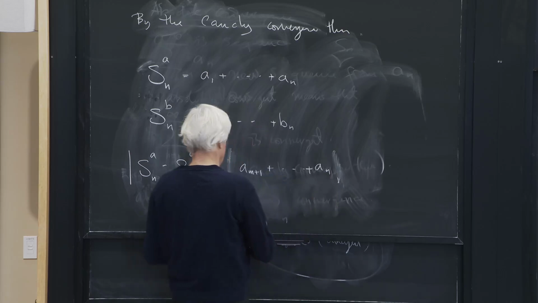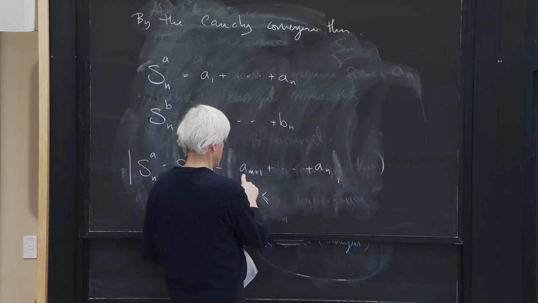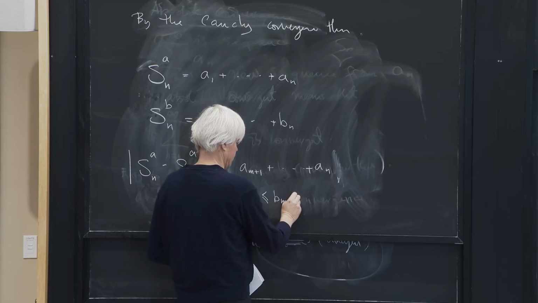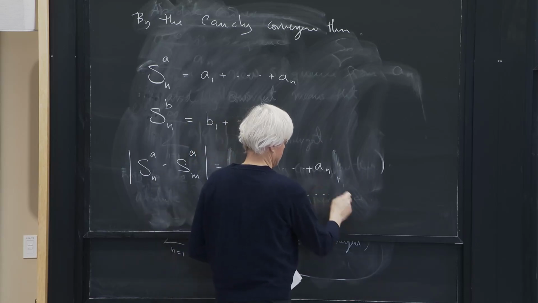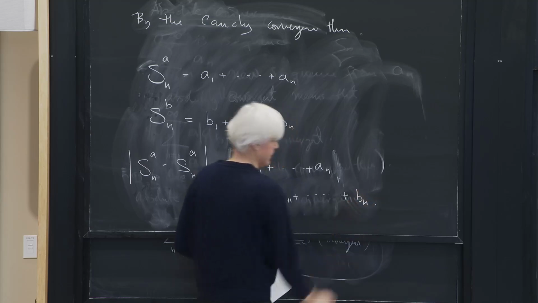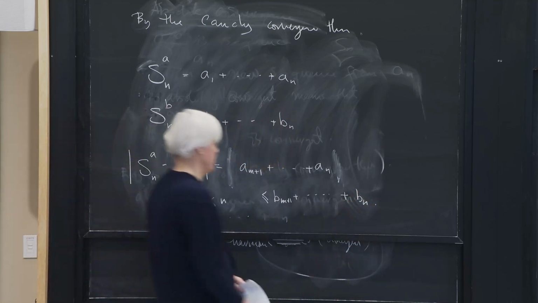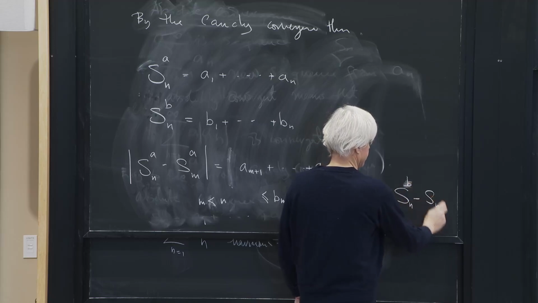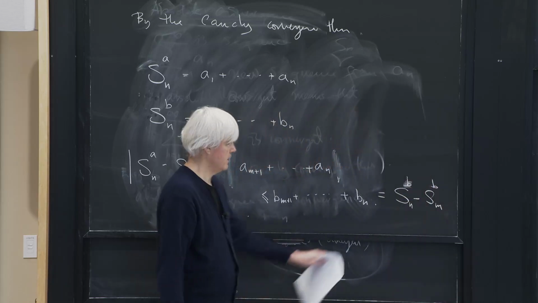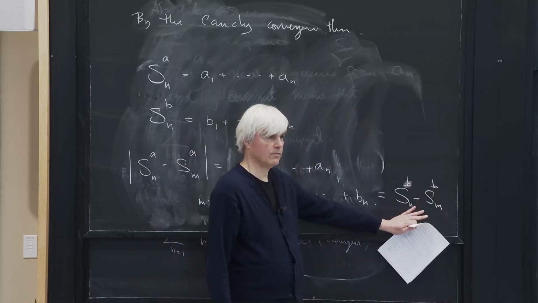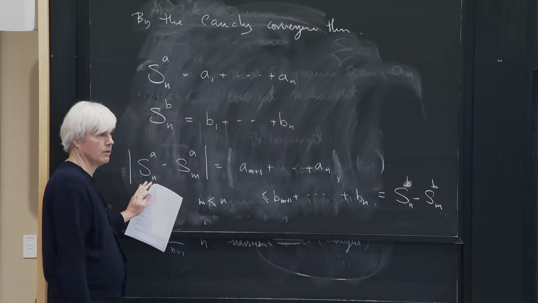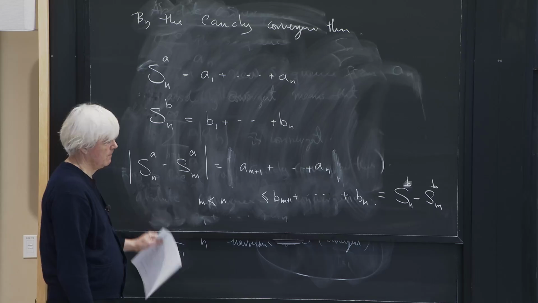And now this thing here is, of course, less than the corresponding B's. And this is less than the corresponding B here, like that. But this here is exactly Sn, the one based on B, Sm based on B. And as long as N and M are sufficiently large, we can make this as small as we want. So therefore this here was as small as we want.